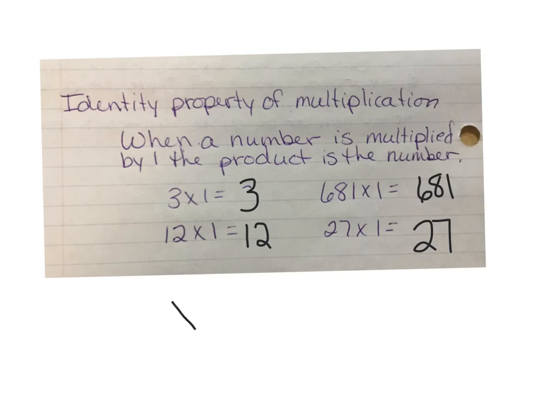So I could put it into this form. The identity property says A times 1 is going to equal A. A just stands for any number. A for any number. Any number times 1 is going to be A.